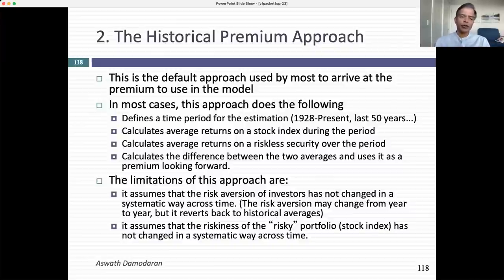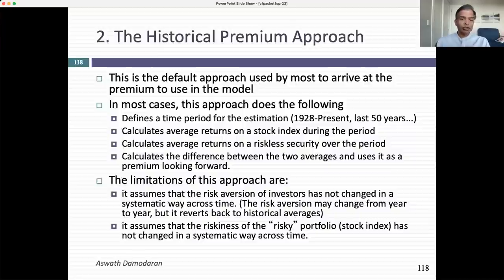So let's say over the last 50 years, you'd have made 7% investing in stocks, 3% investing in T-bonds. 7 minus 3 is 4%, you're done. It's a historical premium. Sounds good, right? But when you use a historical premium, here's what you're assuming, whether you like it or not. First, you're assuming that that historical premium is a good, solid, precise estimate of what you'd have earned over the last 50 years. You're saying, what's wrong with that? You're going to see when I compute averages that they're not that precise.